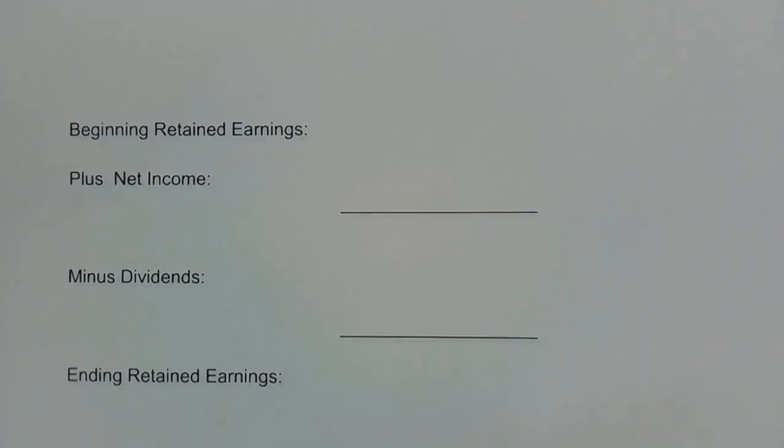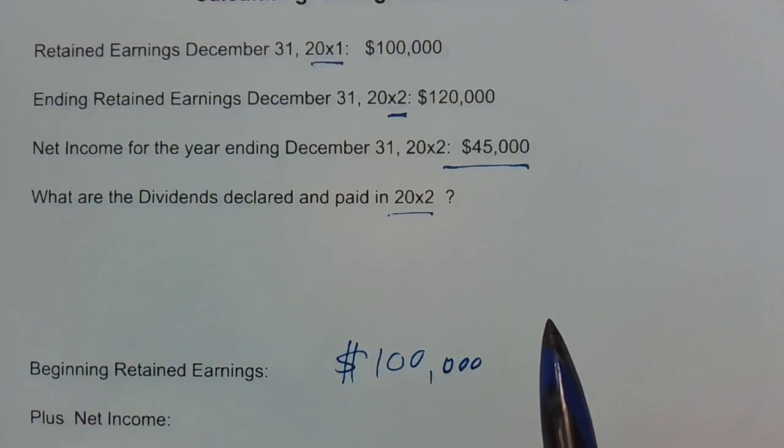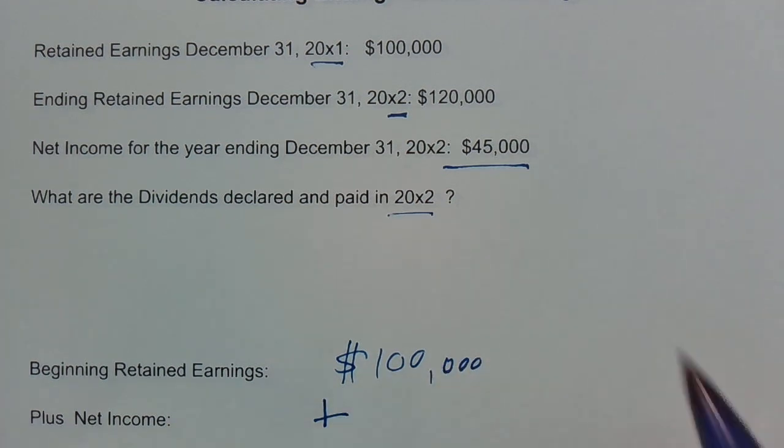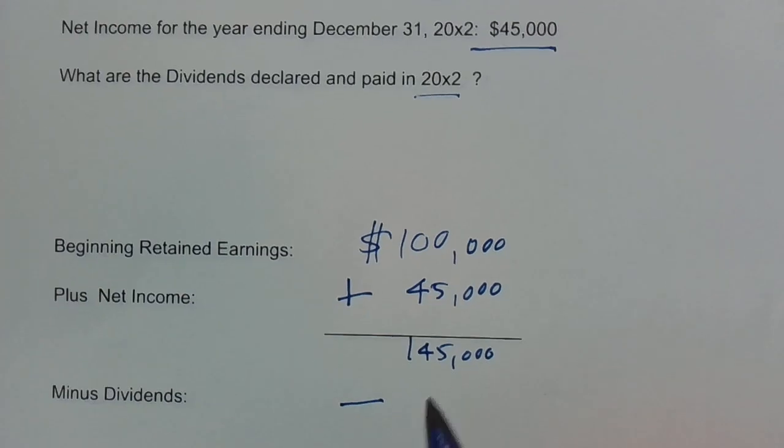So we're going to go ahead and put in the beginning retained earnings here, which is $100,000. And our net income is going to be added to this. So our net income for the year is $45,000. We go ahead and add those together. And if we do that, we have $145,000.